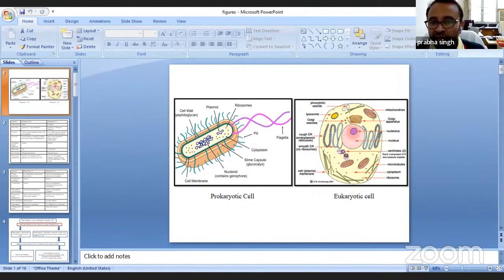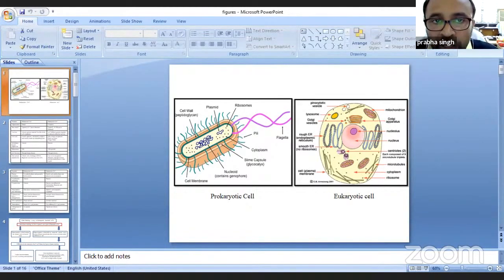So in the case of eukaryotic cell, we have a well-defined nucleus, while in the case of prokaryotic cell, a well-defined nucleus is absent. Here, genetic material lies freely in the cell cytoplasm. So this is the basis of defining prokaryotic and eukaryotic cell. The word eu means true and karyo means nucleus. So in the case of eukaryotic cell, we have a true nucleus, while in the case of prokaryotic cell, nucleus is absent, right? So we'll see some of the differences.